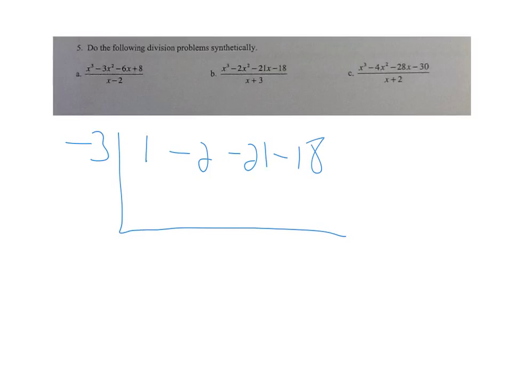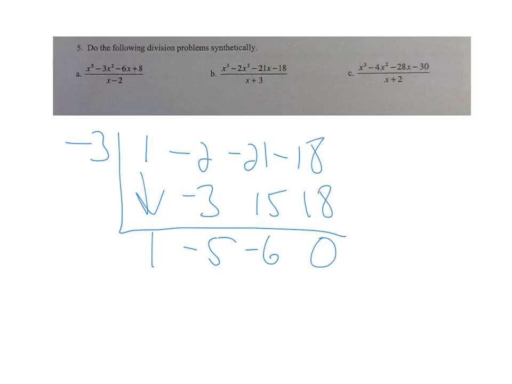Okay, so hopefully you stopped it and tried it by yourself. I said x plus 3 equals 0, which means x equals negative 3. And I just pulled the coefficients off of each of those terms. I'm going to bring down the 1. Now I'm going to multiply, gives me negative 3. I add those, I get negative 5. I multiply, I get positive 15. I end up subtracting here, and I think that's negative 6. Negative 6 times negative 3 is positive 18.